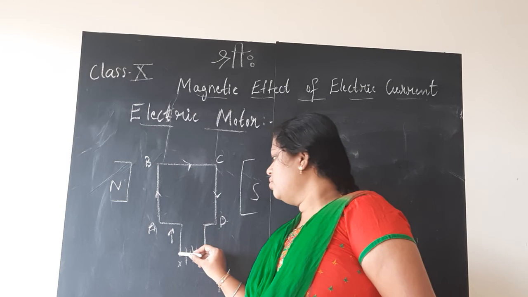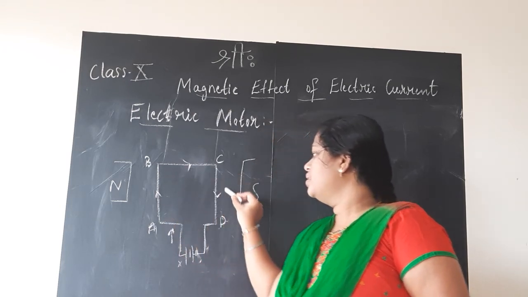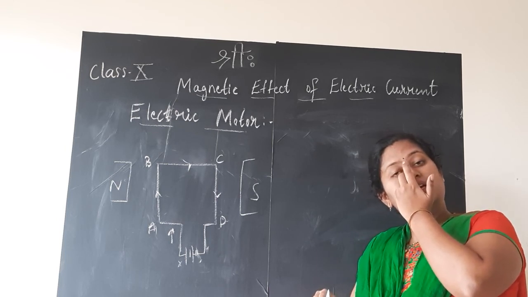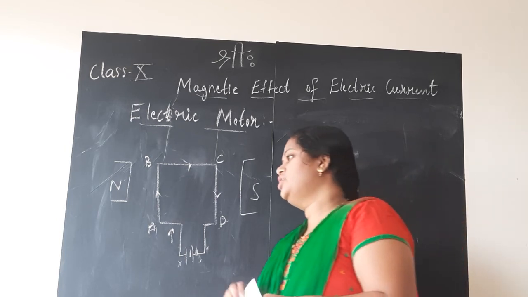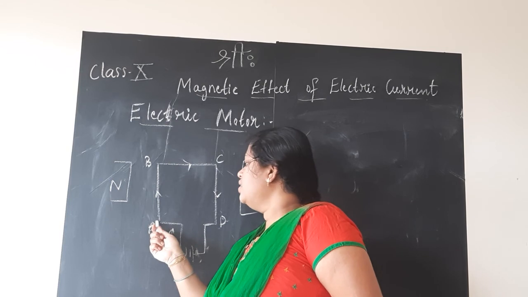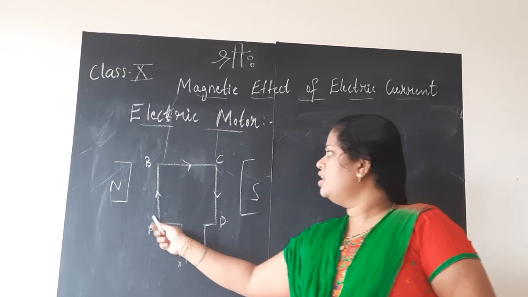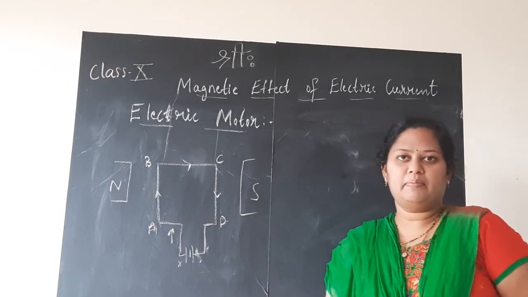We all know that now current will flow from the positive of the battery to the negative of the battery, that is from higher potential to lower potential. This means the current will now flow in the direction AB, BC, CD, and so on. That is what will happen.